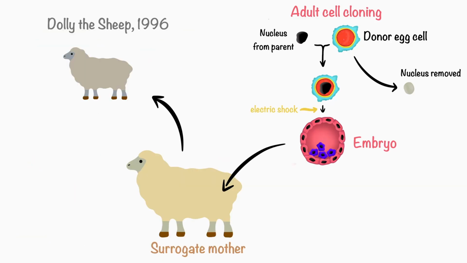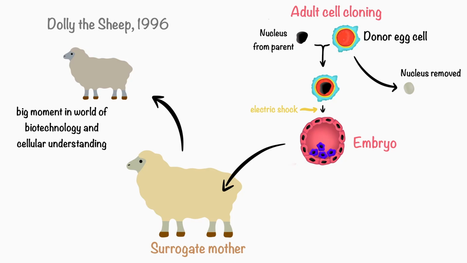An electric shock stimulates the reconstructed egg, triggering cell division as if fertilization had occurred. Once the embryo develops into a ball of cells, it's implanted into a surrogate mother's womb. This technique famously produced Dolly the sheep in 1996. Dolly demonstrated that specialized adult cells could be manipulated to create entire organisms. Her birth revolutionized our understanding of cellular development and opened new possibilities for biotechnology.